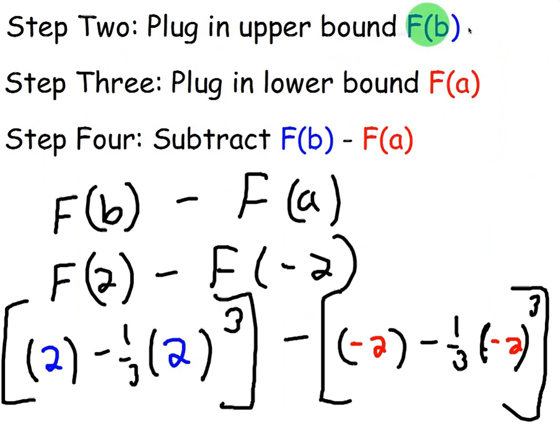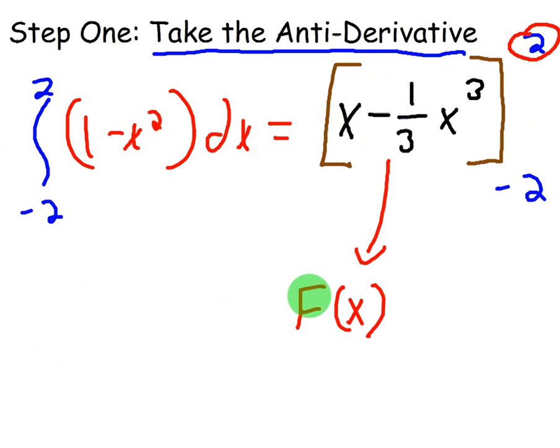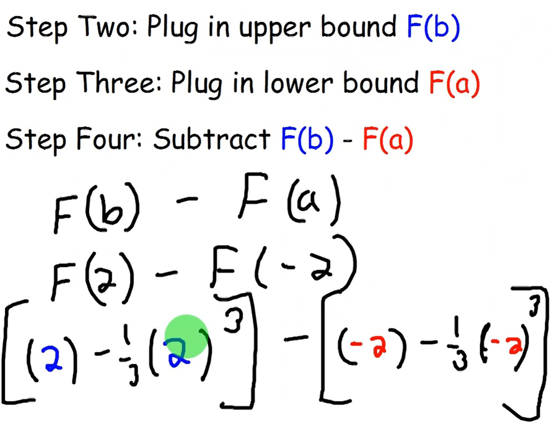Step 2 says to plug in the upper bound. So in other words, we're going to plug in 2 into our antiderivative function, since that was the upper bound of our function. The next step, which is step 3, is to plug in our lower bound, which is -2, and you're simply going to subtract these.